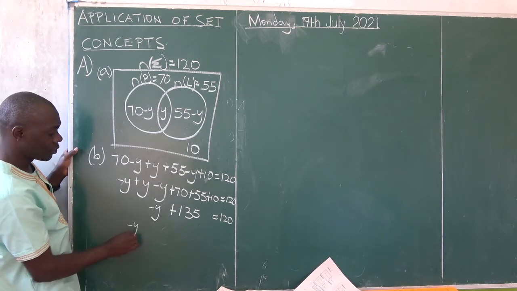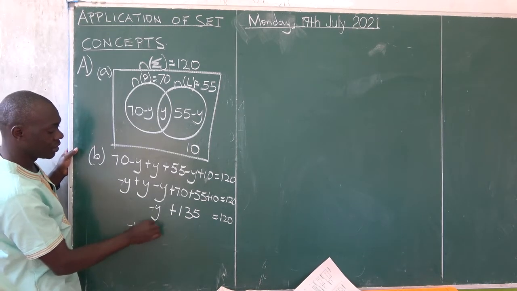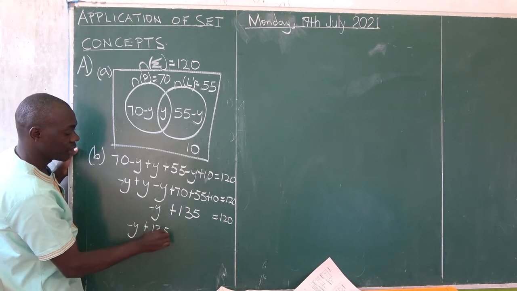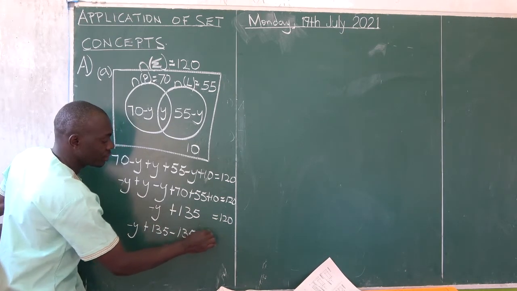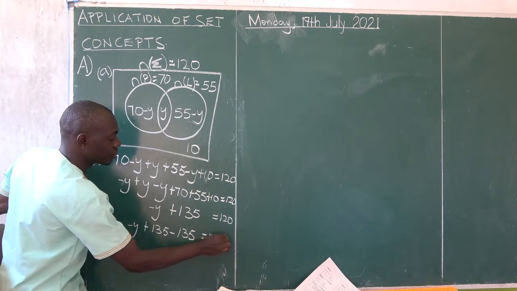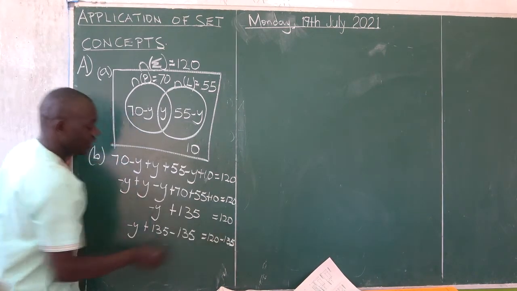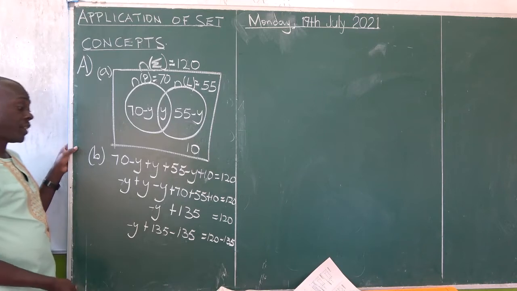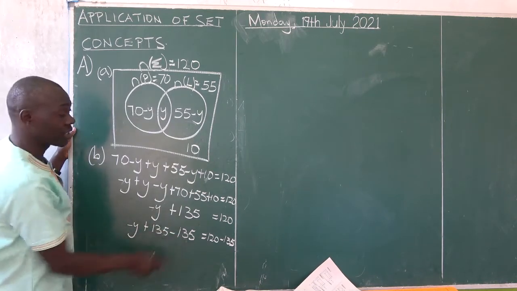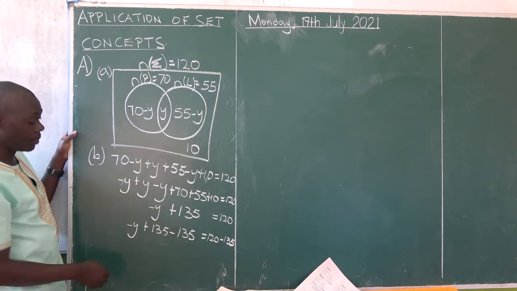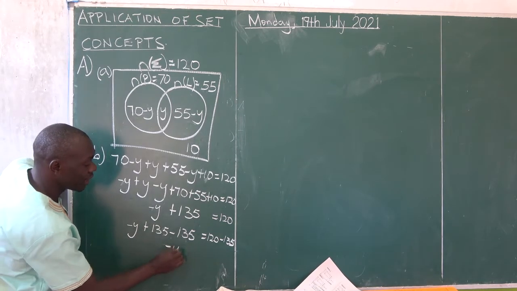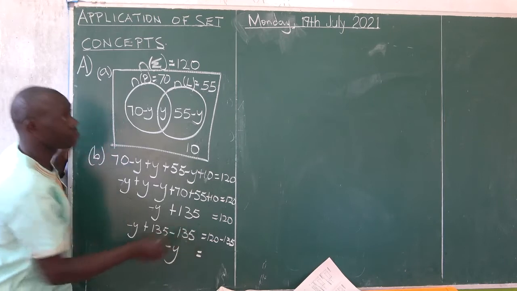You say negative y plus 135 minus 135 equals 120 minus 135. Where 135 minus 135 you get the zeros, meaning 135 has been solved this side. No longer is it a problem. Remain with the negative y this side, which is equal to the difference.